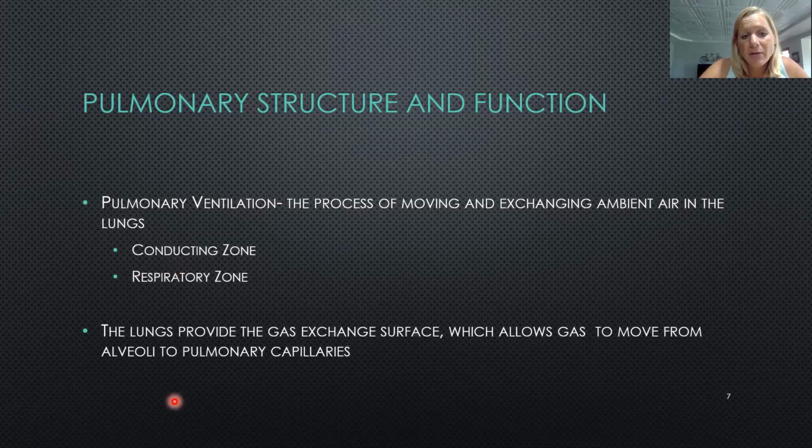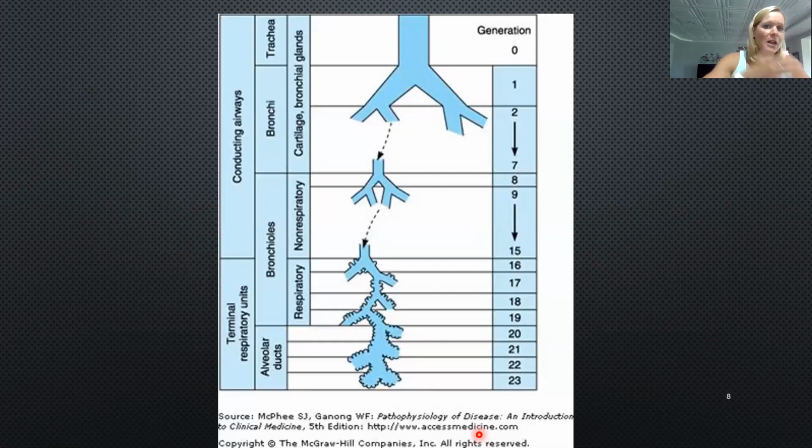Again, the lungs will provide the gas exchange surface, which allows gas to move from the alveoli into the pulmonary capillaries in that process, which we said was known as external respiration. Okay. So here you can see the relationship between both of those. So we've got the conducting zone, which includes the trachea, the bronchi, and some of those bronchiole tubes as well.